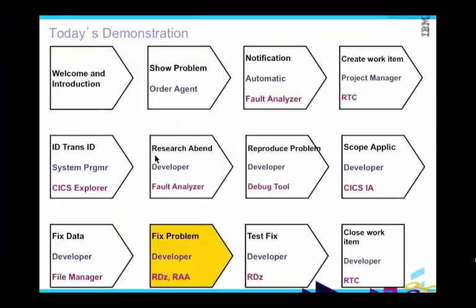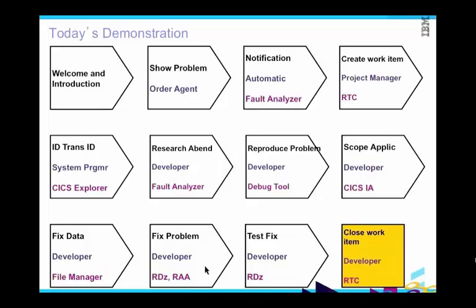So what we've done here, we fixed the problem in RDZ after analyzing with the REA interface within RDZ. We've deployed and tested it on the test region, and we've updated and closed out the particular RTC entry. The only thing we haven't done is the actual deployment to production, which is outside the scope of what we want to demonstrate.